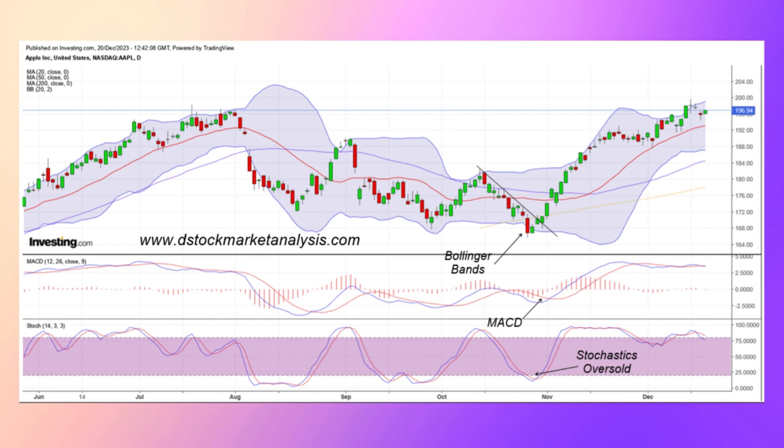And we have the oversold stochastics. As you know, when the stock goes to more than 80, right, the stock is ripe for a bearish reversal. When it drops below the 20, the stochastic says it's oversold, and there is a possibility that it's going to go back up.